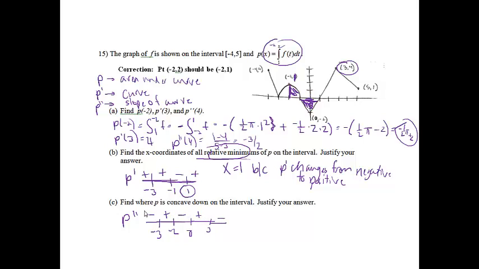So if I'm looking for where P is concave down, it would be here, here, and here. So at the beginning of my interval, which will be -4, till I get to -3. And then again from -2 to 0. And then again from 3 to the end of my interval, which is 5. That's all the places where P is concave down, and that would be because P double prime is negative.